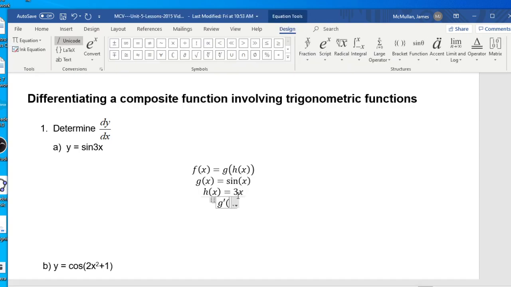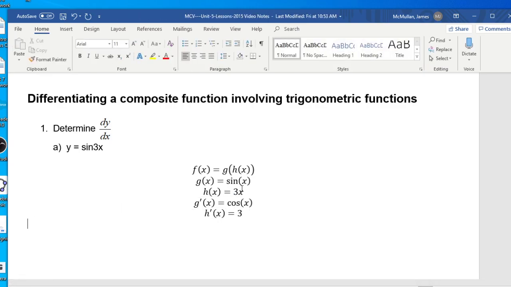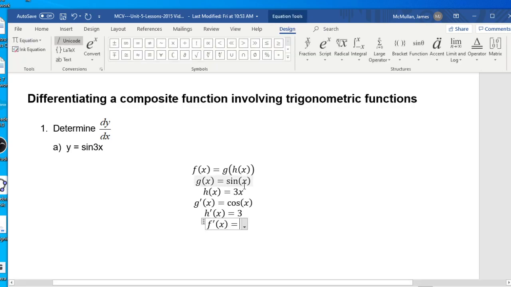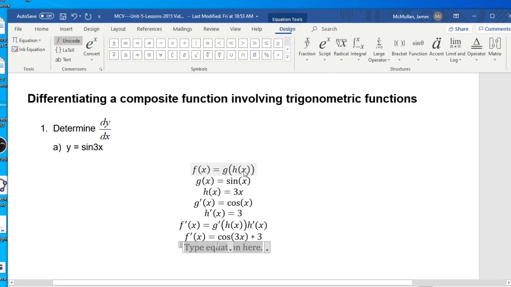Now, you know how to do this. The derivative of sine is cos, and the derivative of 3x is simply 3. The chain rule says that the derivative of f is g prime of h, repeated, and then multiplied by h prime. So the derivative of f is g prime, the cos function, but the argument is h of x, so I plug in h of x there, and then I do h prime of x and I get 3. So f prime is equal to 3 cos 3x.